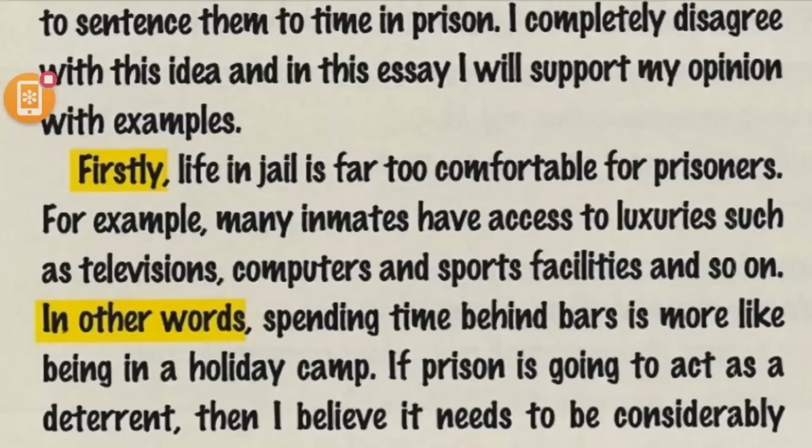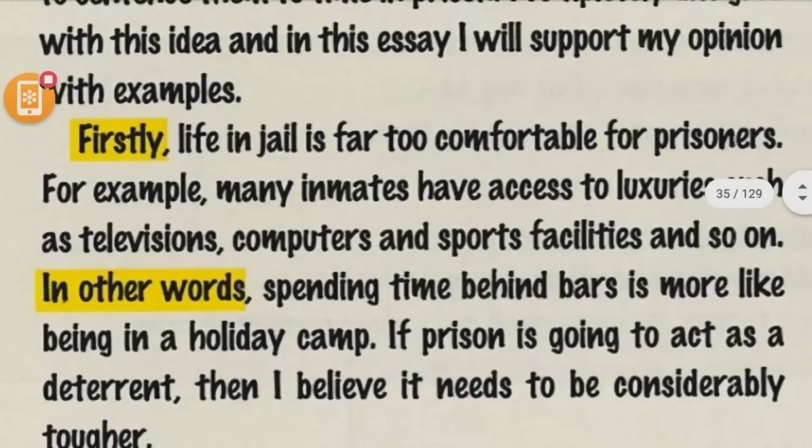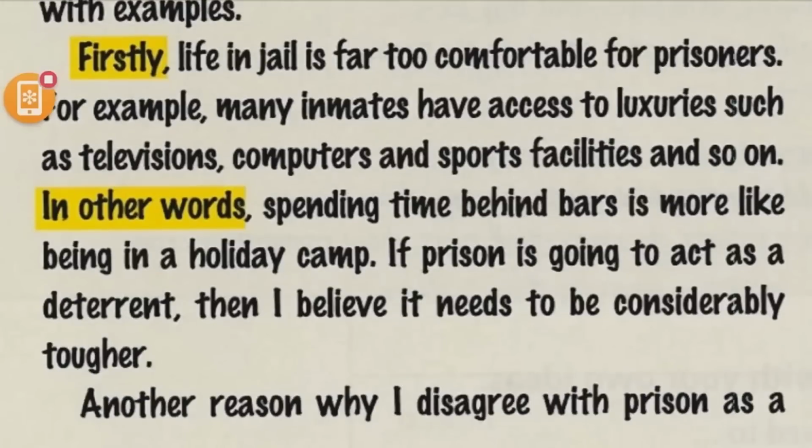Now we've got the last sentence that concludes this paragraph. If prison is going to act as a deterrent, then I believe it needs to be considerably tougher. And this is a compound sentence and it's a conditional one. So try to write compound sentences and a variety of sentence structures. Join 2 sentences with a comma, with conjunctions. These types of sentences give you a better band score.